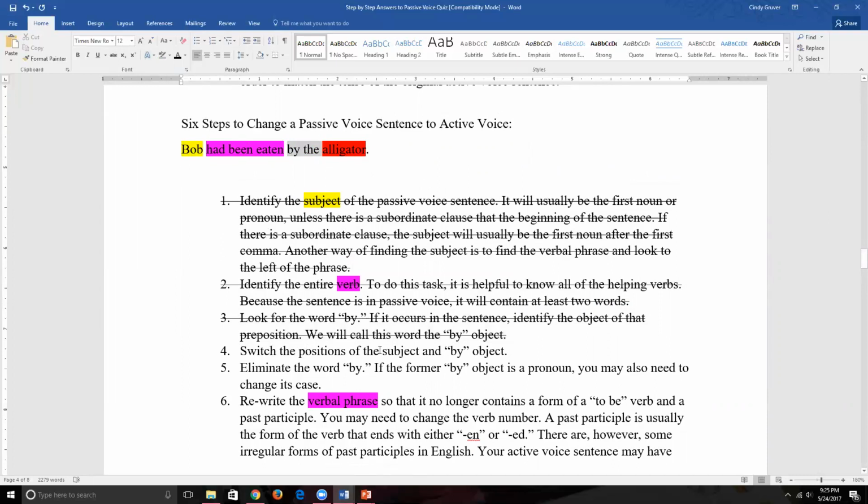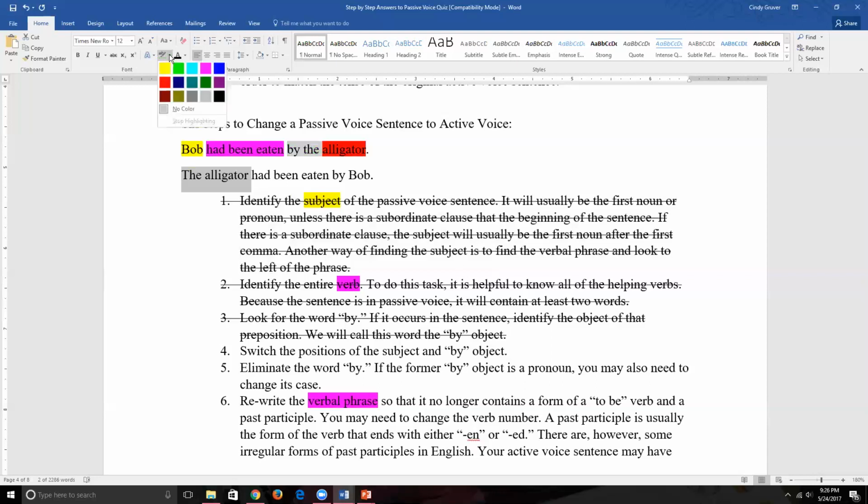We're going to switch the positions of the subject and the by object. So our subject is our yellow word, and alligator, our red word, is our by object. So I'm just going to switch it. I'm going to say the alligator had been eaten by Bob. Now obviously this is not factually correct. All I did was switch these up, but I'm going to have to do a lot more cleaning up. But we at least have this in the right spot.